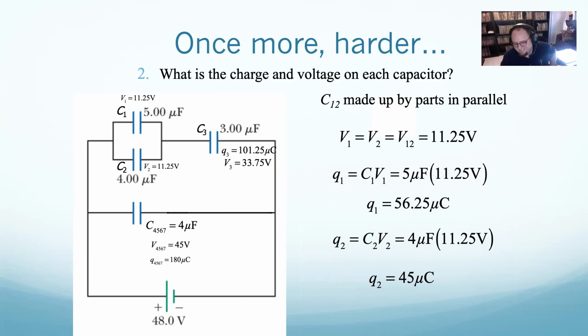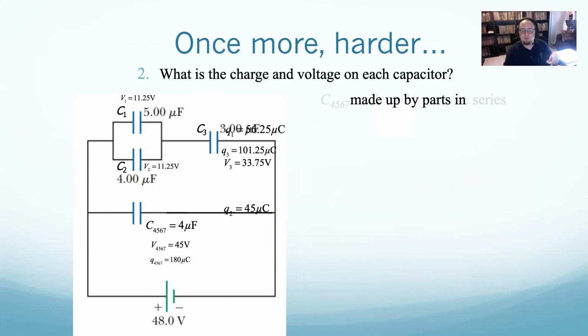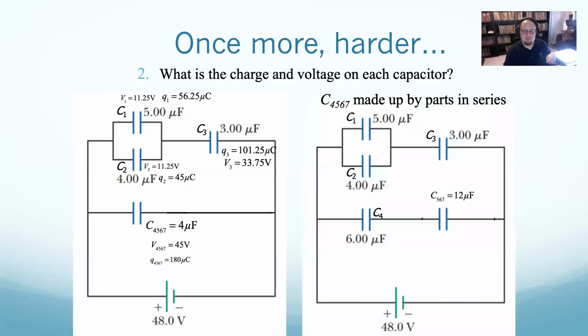Meanwhile, I told you, this one's a long one. I can go back to 4, 5, 6, 7. I doubt you remember because it seems like ages ago. 4, 5, 6, 7 was made up by some parts in series that looked like this. It was C4 and C5, 6, 7. So what I can do is say, okay, these were in... what am I doing there? Oh, I see.